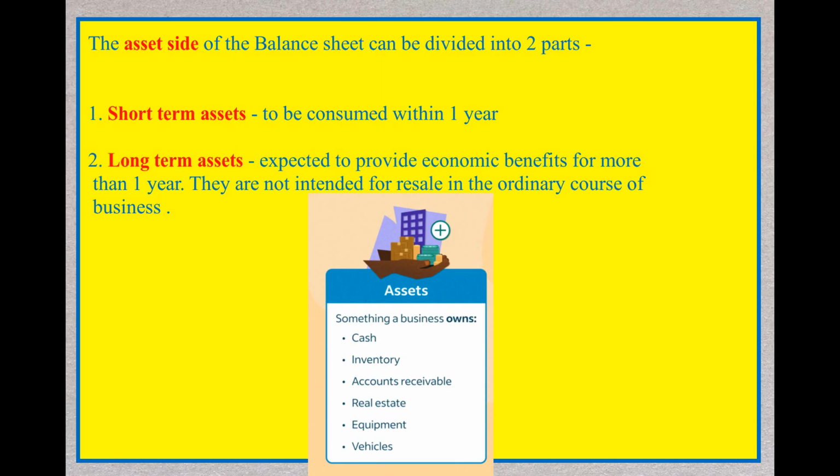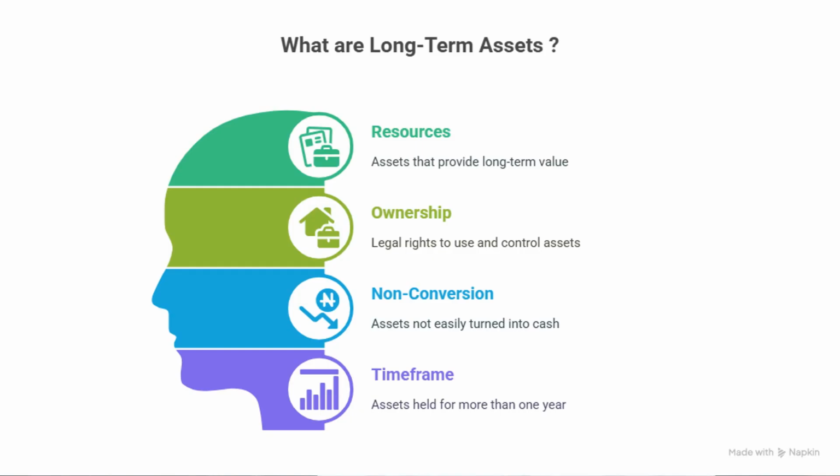These are resources owned by a company that are expected to provide economic benefits for more than 1 year. These assets are not intended for resale in the ordinary course of business, but are used in the operations of the company. Long-term assets are those assets which are expected to give benefit to a company for more than 1 year. These are also known as fixed assets and include land and building, plant and machinery, furniture and fixture.